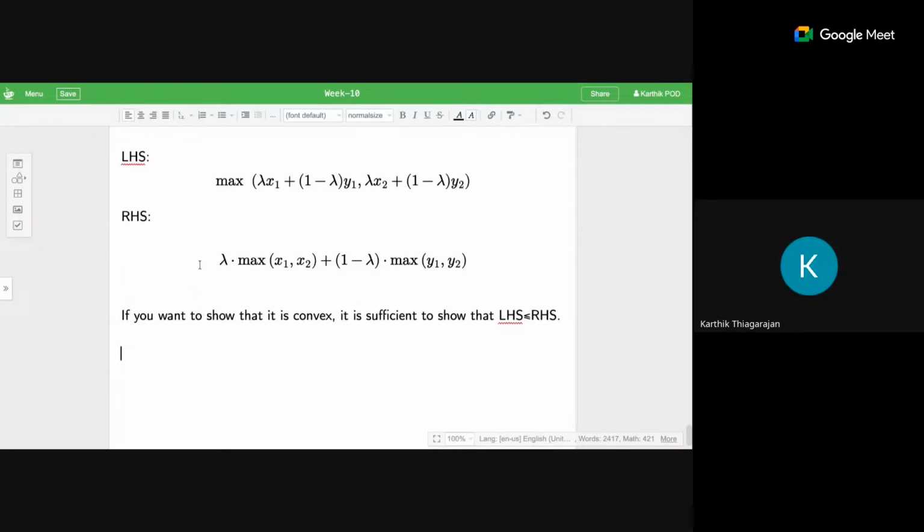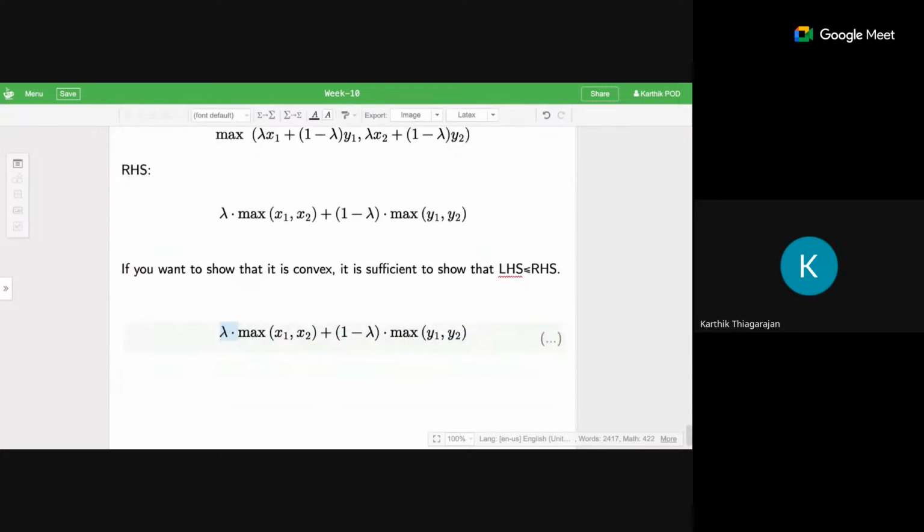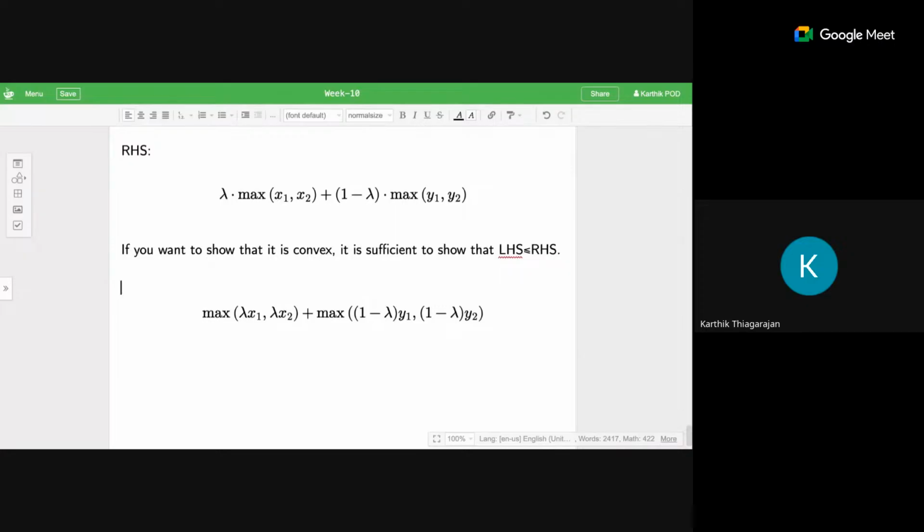Okay, first of all, if you look at the RHS, can you take the lambda inside? Is this a permitted operation? Yes, sir. Okay. Why is this permitted? Because lambda is a constant, so you can always take it inside. It's a positive value, right?